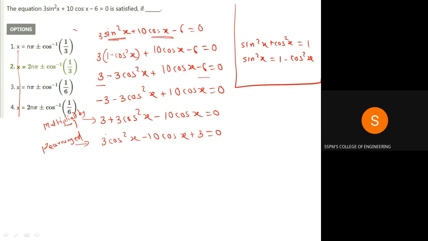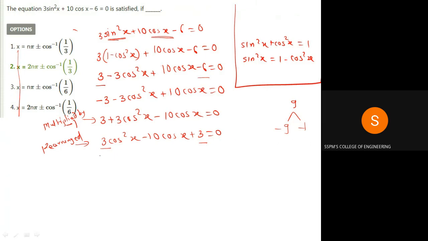Now you know how to solve a quadratic equation. First we have to multiply these two outer terms. 3 into 3 is 9. We have to find factors of 9 so that they add up to 10. What are the factors? 9 and 1, or minus 9 and minus 1. What is minus 9 into minus 1? It is 9. And what is the addition of minus 9 and minus 1? It is minus 10. So we can split up this minus 10 cos x using these factors.